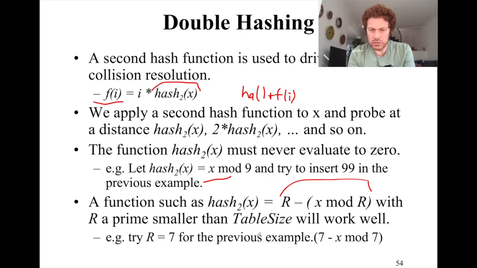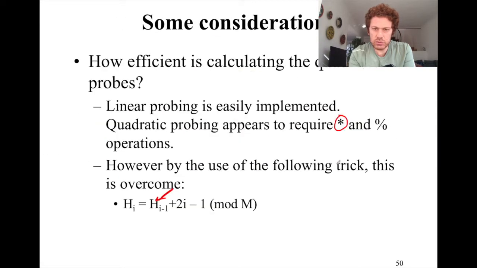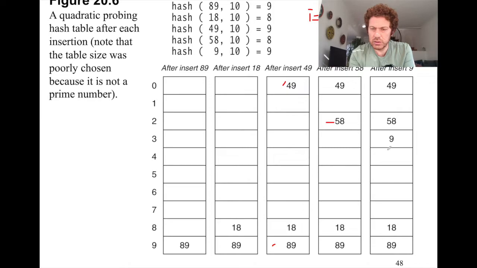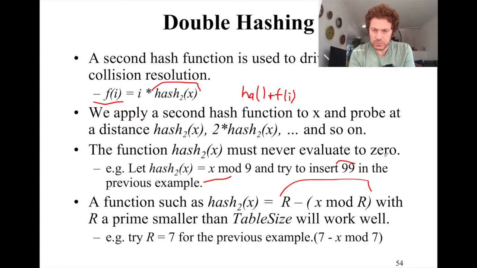Let's digest this with an example. I wanted to insert 99 into the previous example. Where is the previous example? It's probably this one, 99. So what is going to happen? What is hash2 going to evaluate to for 99? It would be 7 minus something less than 7 because of mod 7. What is 99 mod 7?